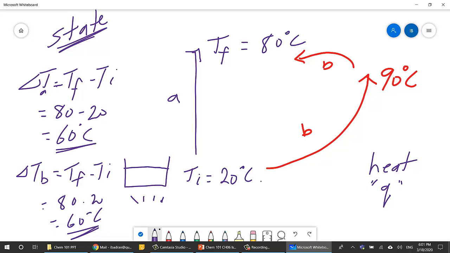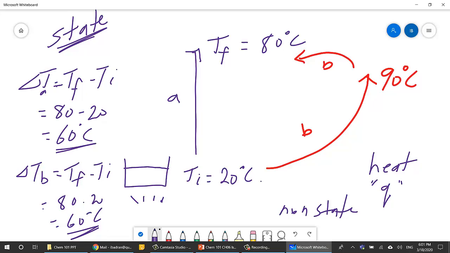But when you do that in path B, you raise the water to 90, and then you cool it down to 80. So the amount of heat in path B is different than A, because in path B you actually paid more money or paid more heat to do this process. Even when you cool things down, you may need to pay more heat, maybe you want to put it in the freezer. So in paths A and B, the Q is different, and therefore we say Q is a non-state function because it depends on the path.